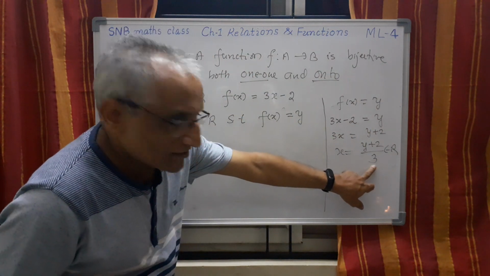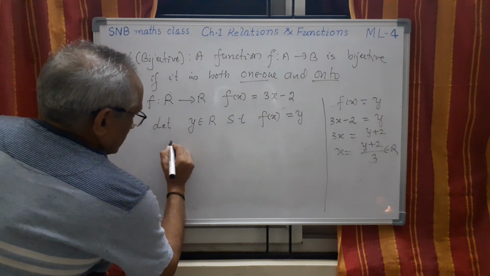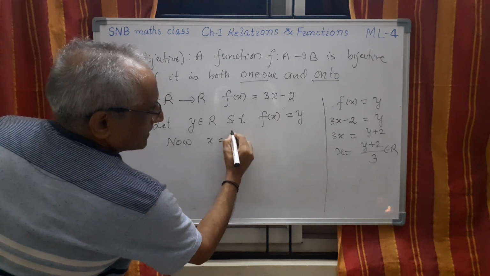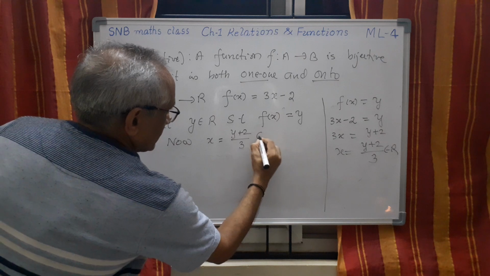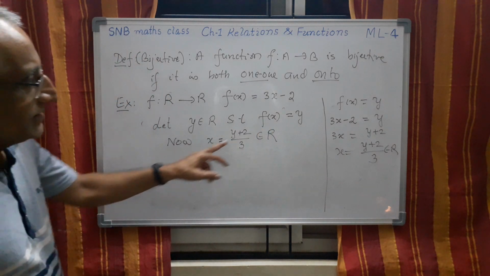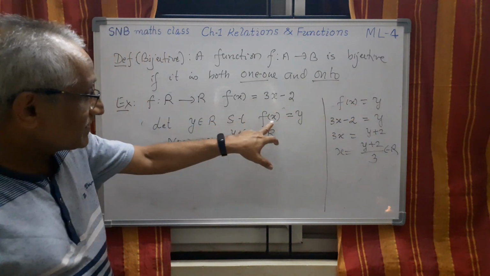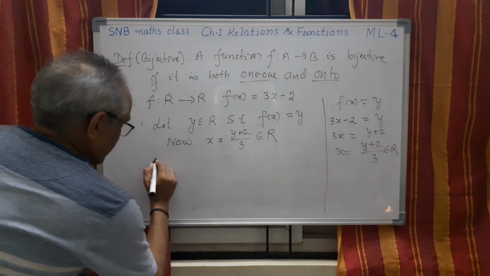Where is this x now? It is here because same. So now x equals, if I take (y plus 2) by 3, definitely it is in R. Already f of x equals y, but I have not shown this here, only the assumption is there. So f of x equals y, but I will show once again.